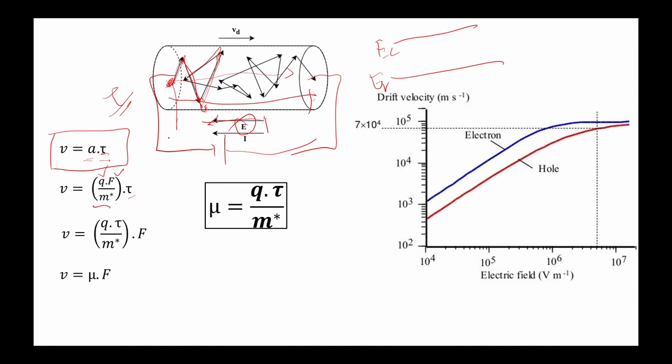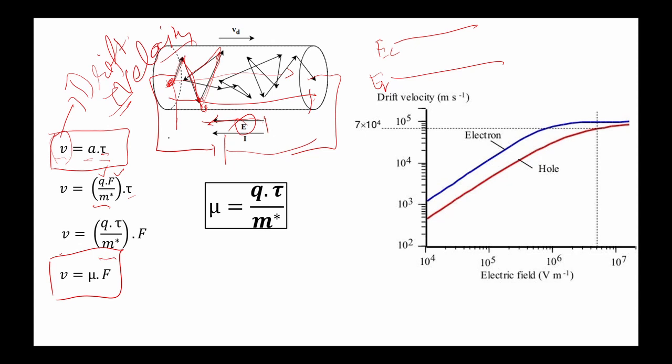When we rearrange this, the velocity is equal to q tau by m star times F, and this relation comes out: v is equal to mu F. Velocity is directly proportional to the field that is applied. This velocity is due to the application of the electric field, therefore we call it drift velocity.